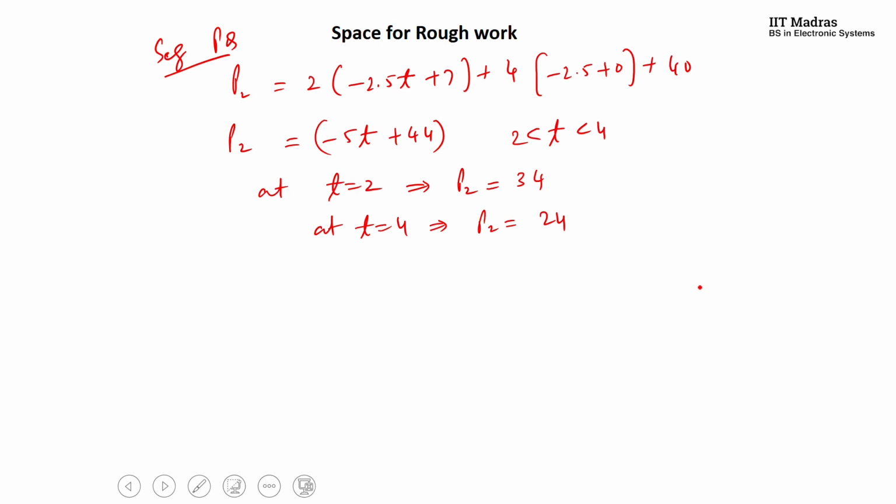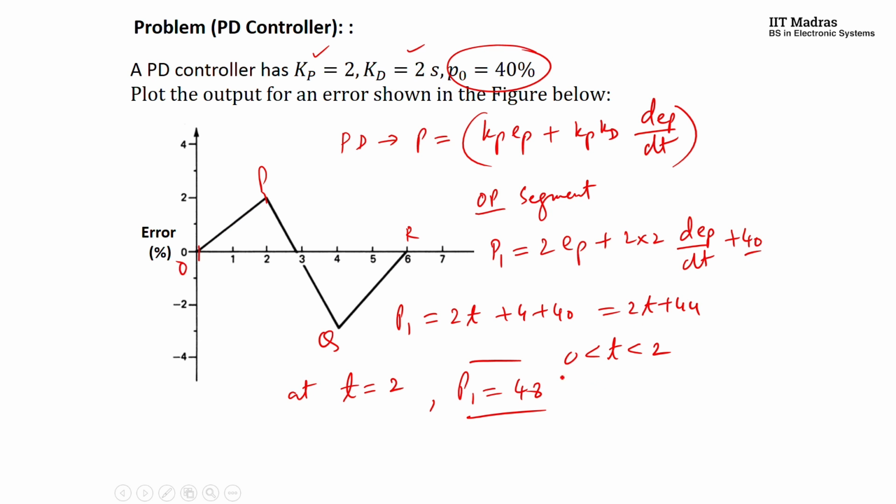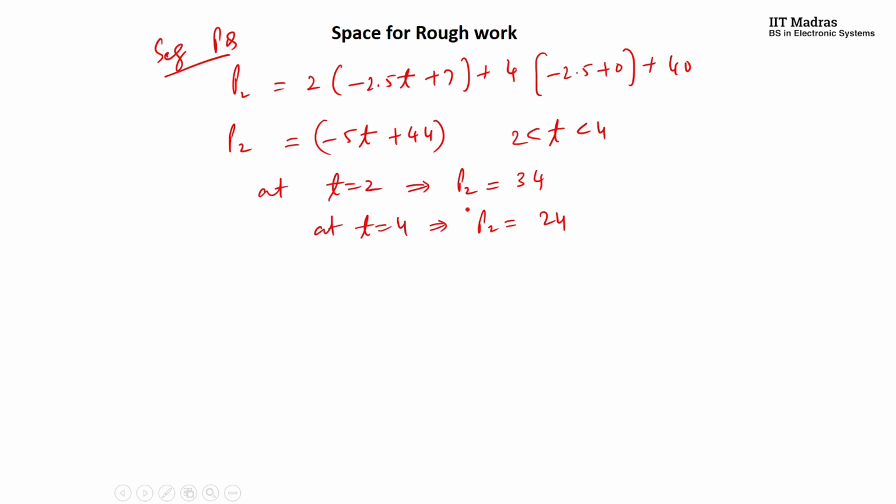However, in the previous slide, you saw that at the end of time t is equal to 2, you found P1 to be 48. That means in the next step, at the beginning of time t is equal to 2, you are seeing that the control output has jumped to 34. Okay, we need to plot and see how this works. And at the end of this time, you are getting the control output to be 24. That means there is a significant jump between the steps.